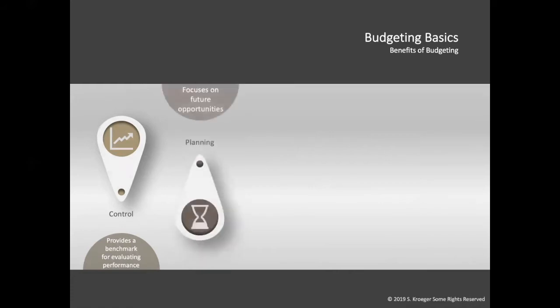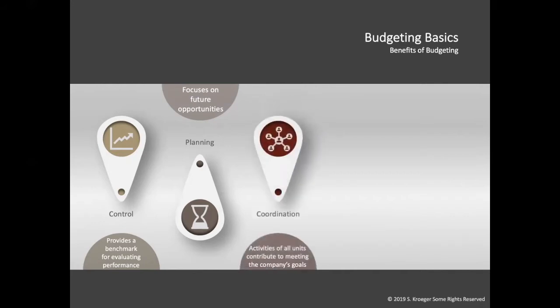Budgeting assists management in its planning function by focusing on future opportunities and even on future threats. This helps management stay focused on the future instead of focusing just on the day-to-day operations. The third management function is coordination. This helps coordinate activities so that all employees understand and work towards the company's overall goals.